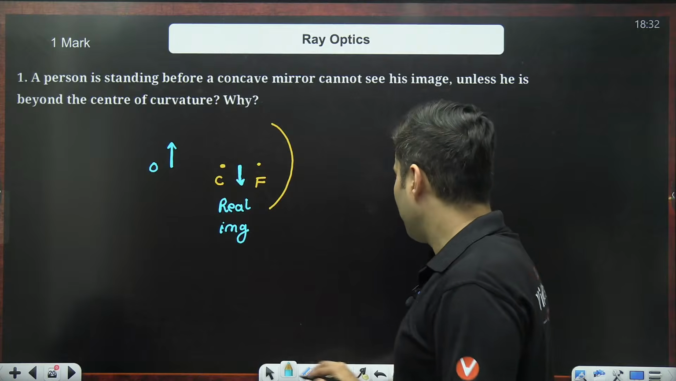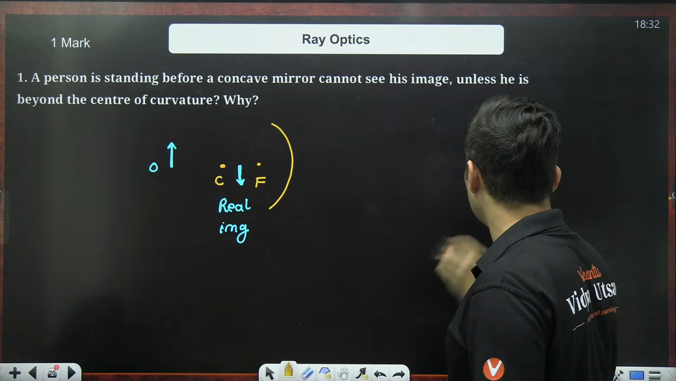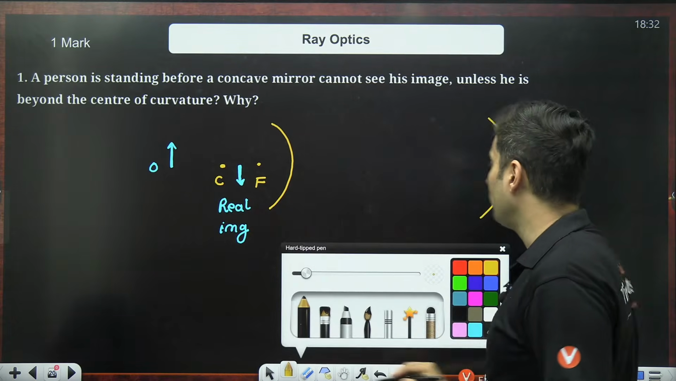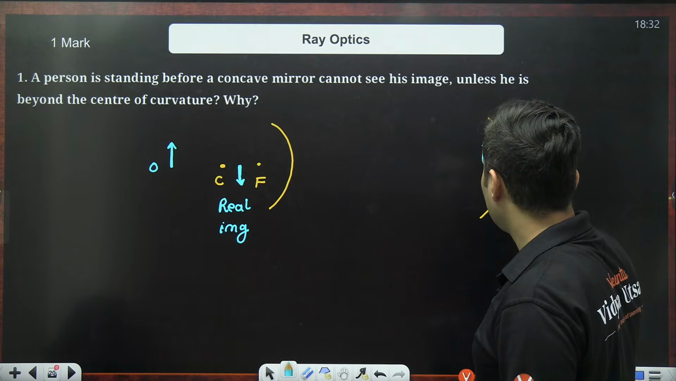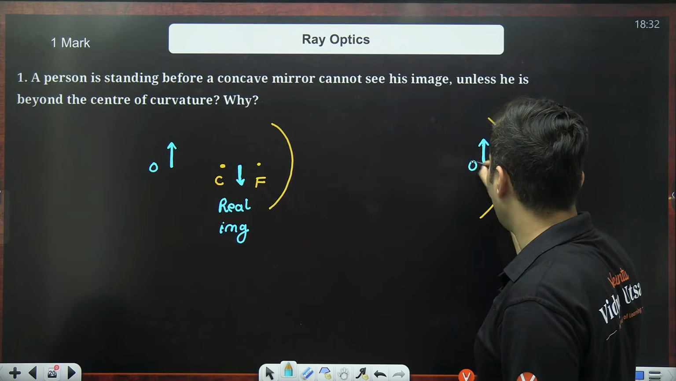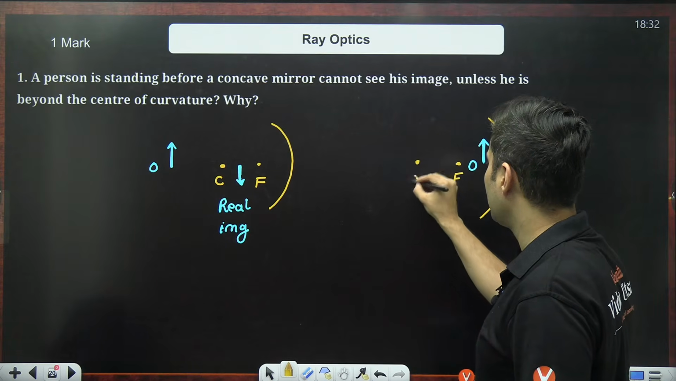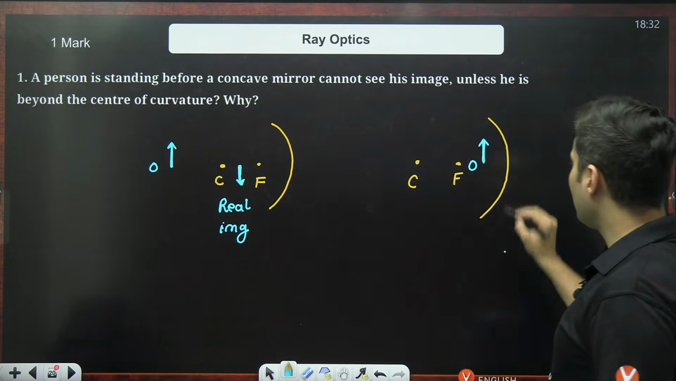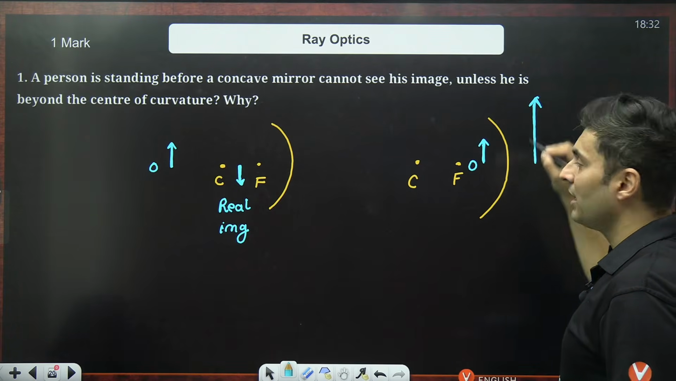Now, if you consider that same concave mirror, all right, and let's say you are somewhere over here. This is the object, maybe this is the focal point, maybe this is the center of curvature. Where is the image formed? The image formed is virtual, it is big, and all of that.